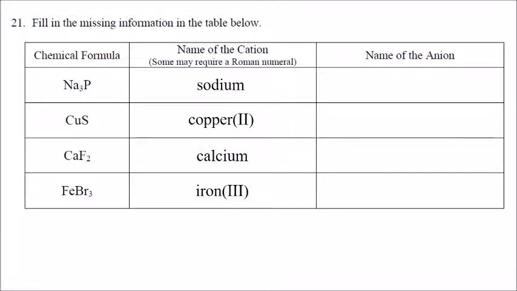For the phosphorus, when it becomes a negative ion, we call it phosphide. Sulfur becomes sulfide. Fluorine becomes fluoride. And bromine becomes bromide. So these are the names of these 4 compounds. Sodium phosphide, copper Roman numeral 2 sulfide, calcium fluoride, and iron Roman numeral 3 bromide.